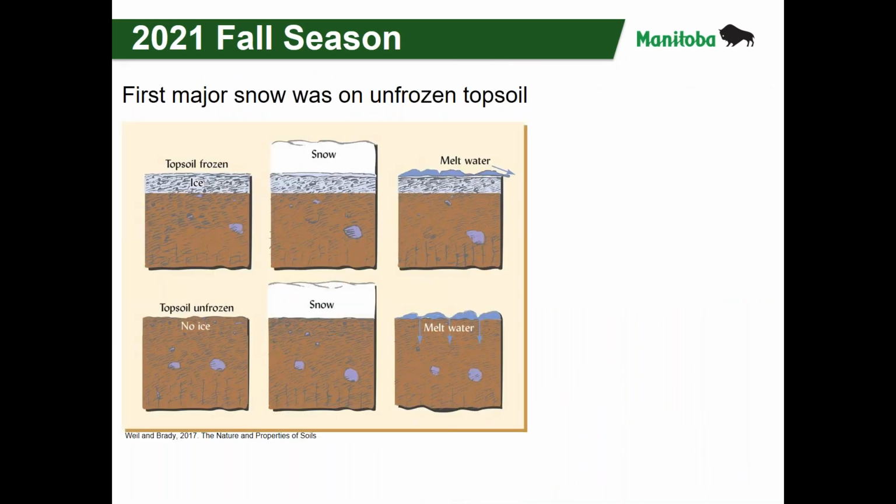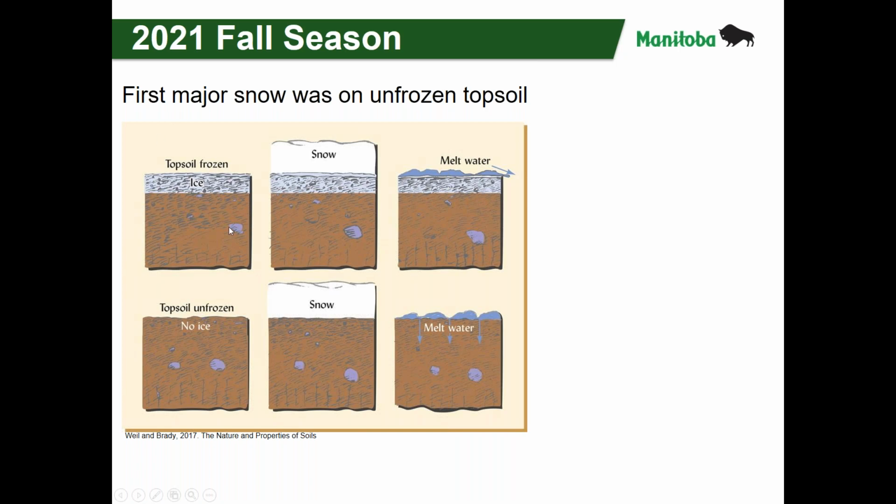Something that was really fascinating last year as well, in the fall, was the fact that we had our first major snow in mid-November, and we had the snow on frozen soil. And it really brought me back to the natural properties of soil in soil physics, looking at how the timing of freezing temperature and snowfall influences runoff and infiltration in the spring.